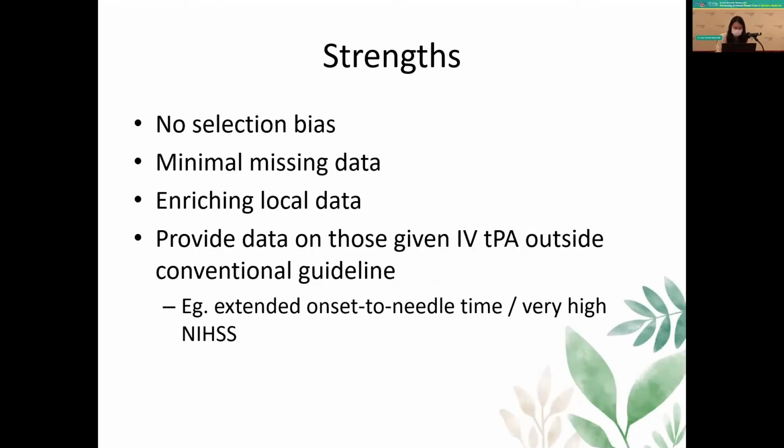This study helped fill some of the knowledge gaps as there is limited local data on the use of TPA on the very old, and even less data on the outcome of those given TPA outside conventional guideline, like those with extended onset time and very high NIHSS.